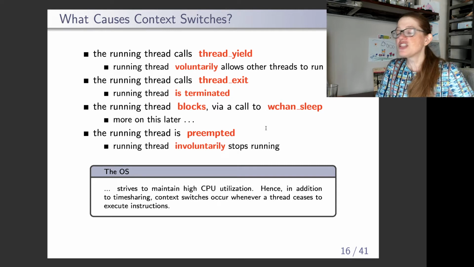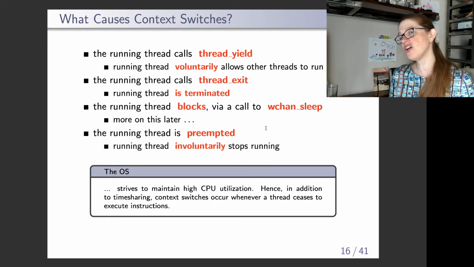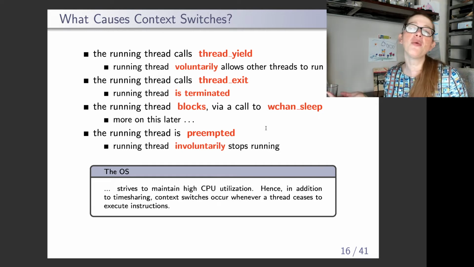All right, so why do we get context switches? Well, you already know thread yield is going to cause maybe a context switch. It doesn't necessarily cause a context switch because if there's no other threads to run, then why would I bother switching? That's a lot of work for nothing.